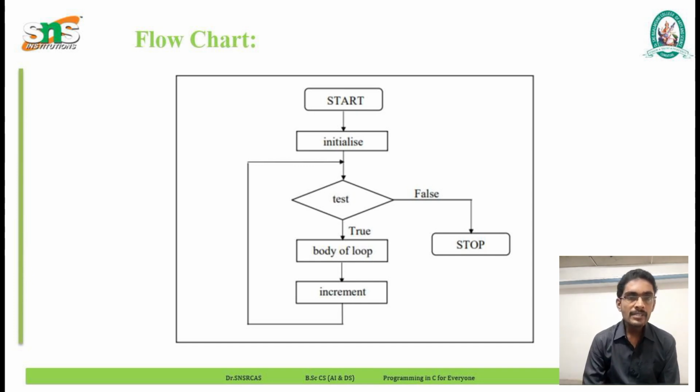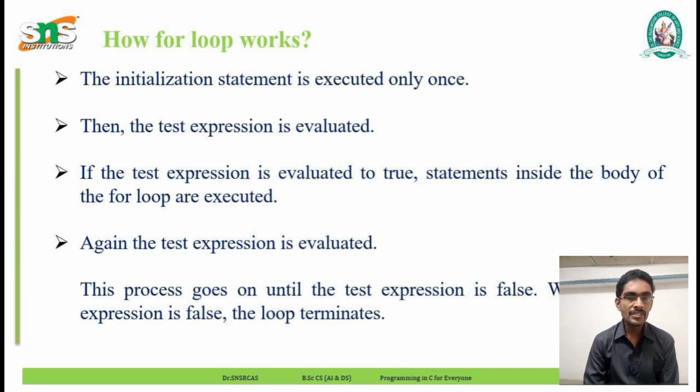Here are the statements on how the for loop works. The initialization statement is executed only once. Then the test expression is evaluated based on the initialization value. If the test expression is false, the loop is terminated. If it is true, it goes to the segment of code inside the for loop.